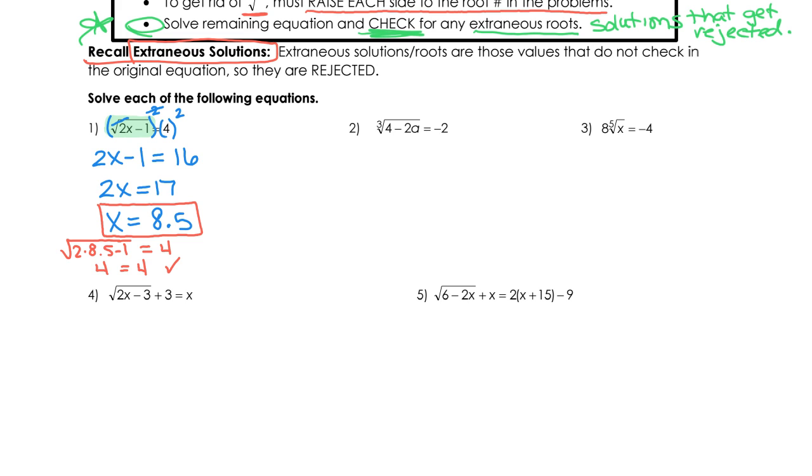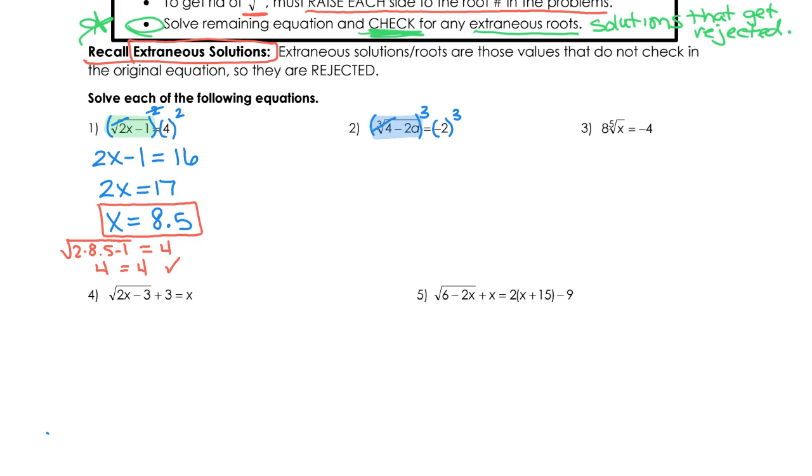All right, the next one. This one's actually in good shape. Here we have a cube root instead of a square root, but the good thing is that the cube root and what's underneath it is already isolated. It is already by itself on one side of the equation. So we are ready to go ahead and remove that cube root, and we're going to remove it by raising each side to the third power.